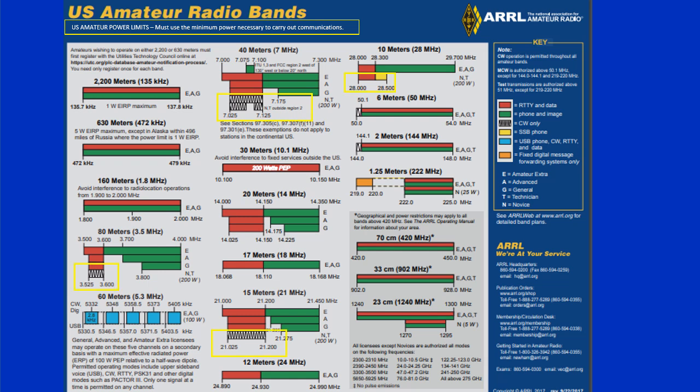So your allocations, this is exactly from the table you saw on the previous slide. In yellow, here's your allocations. You can see it's CW only, but it really means CW and data are allowed in those locations that you can use. You'll notice it has EAGNT on these charts. E is extra class, A is advanced class, G is general class, N is novice class, and T is technician. We only have currently 3 levels of licenses: extra, general, and technician.